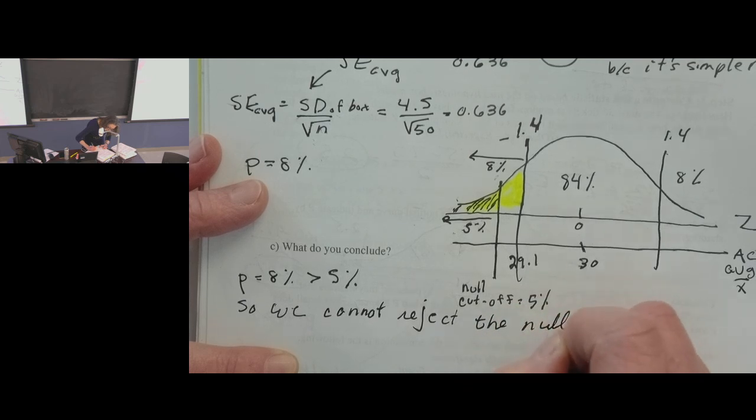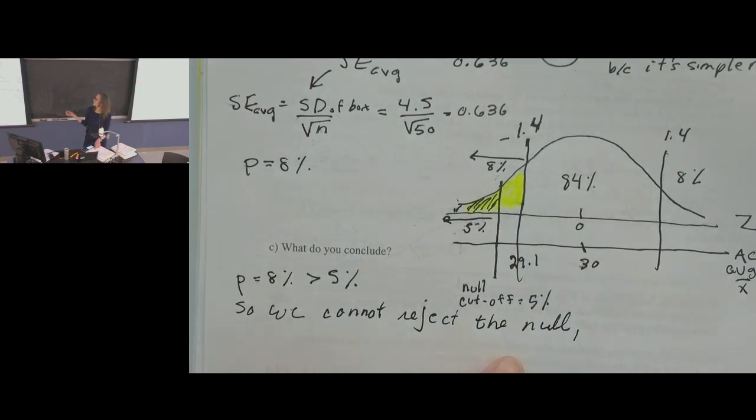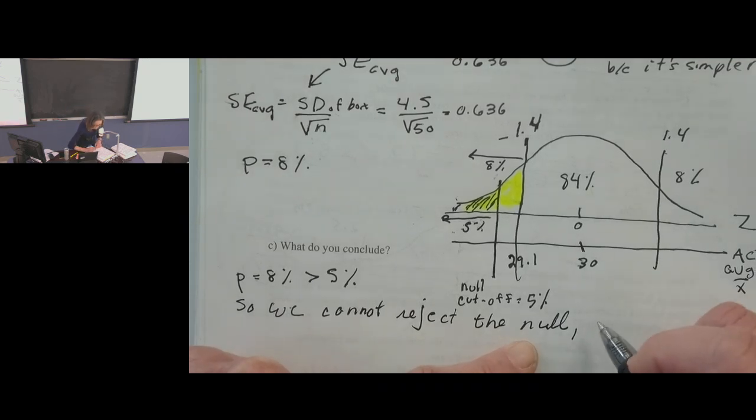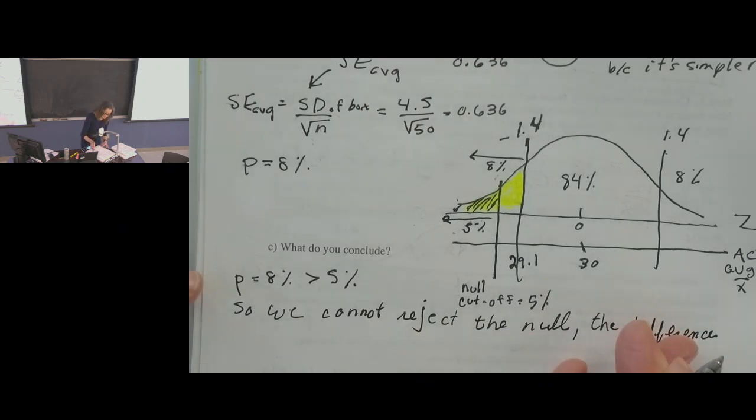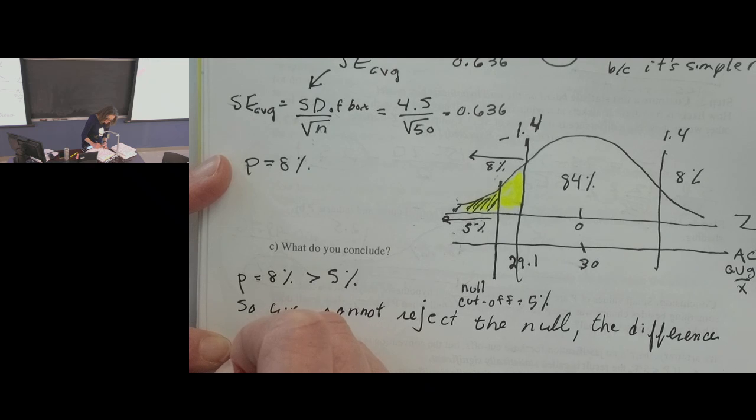What does that mean? It means that the difference could be due to chance. The difference is kind of small, is what we said. So the difference is consistent with the null.